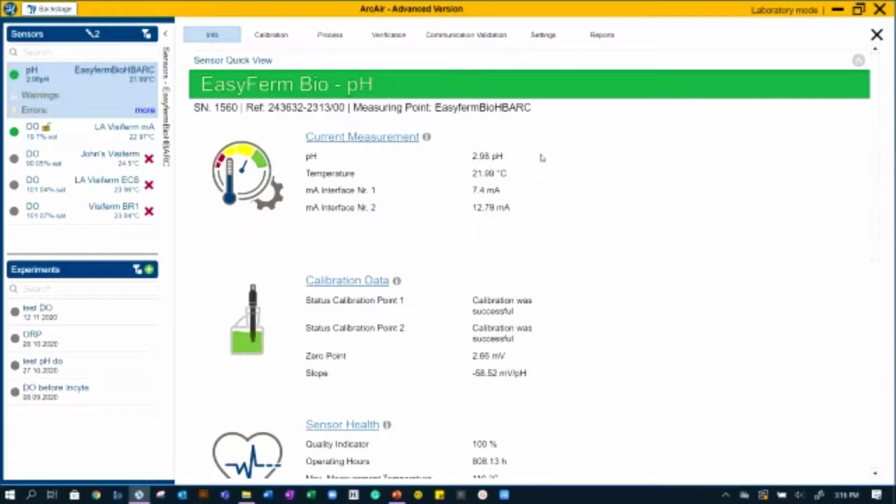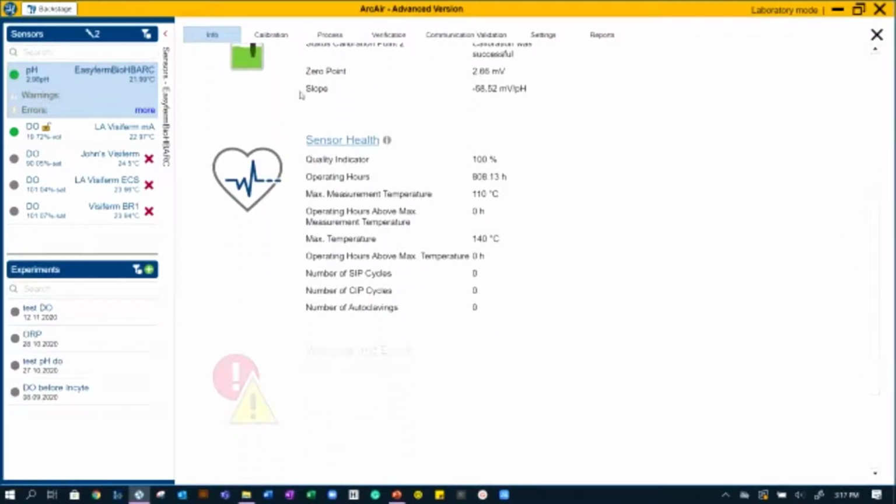One of the cool bits of information that it gives you is a quality indicator. This is sort of a mathematical calculation combining the slope and the offset to tell you if the probe is good and whether it should be replaced or not. So in this case, it's 100% because my probe's in great condition, and it actually tells me my operating hours. I have 808 operating hours in this. It'll tell me its highs and lows and all of that.